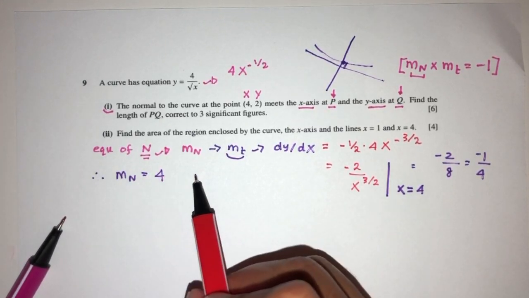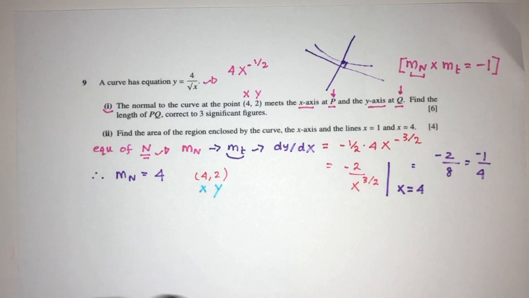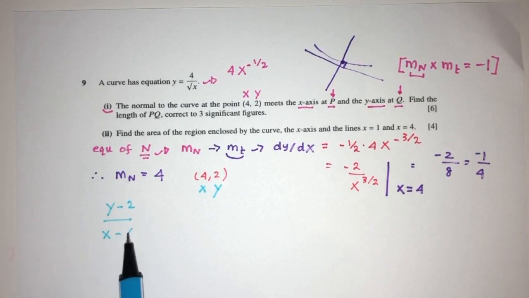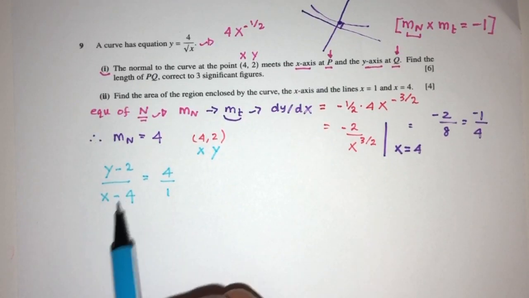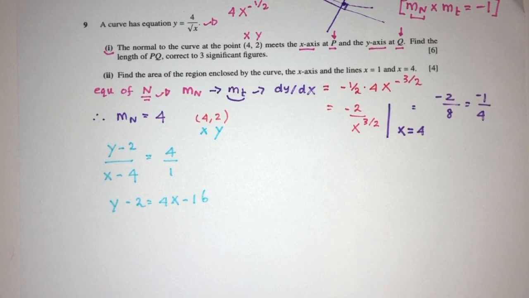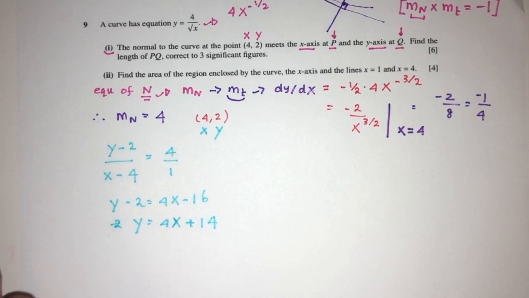Now we have the gradient 4, and we have a passing point (4, 2). We can find the equation of the normal, right? That will be the x value and the y value. So (y minus 2) over (x minus 4) has to be 4. Now cross multiply, you will have y minus 2 equals 4x minus 16. Now we have to simplify. y has to be 4x minus 14 for the equation of the normal. That is part 1 of the question.